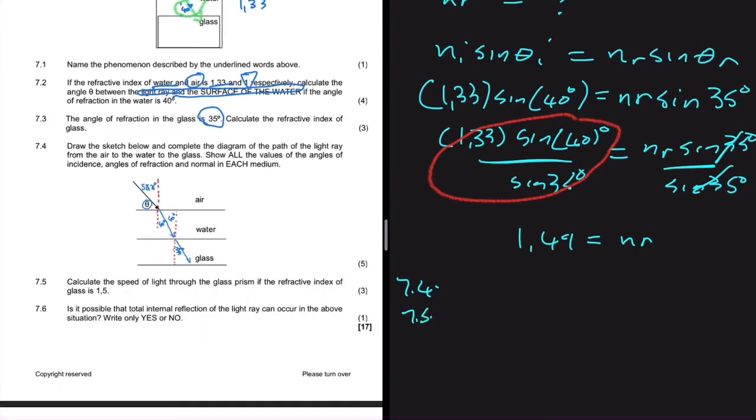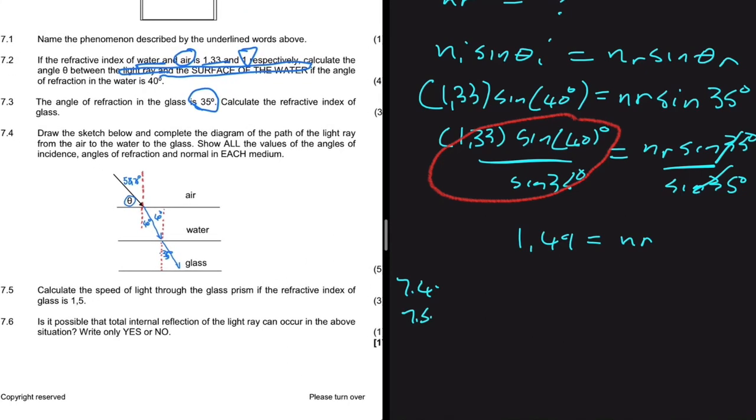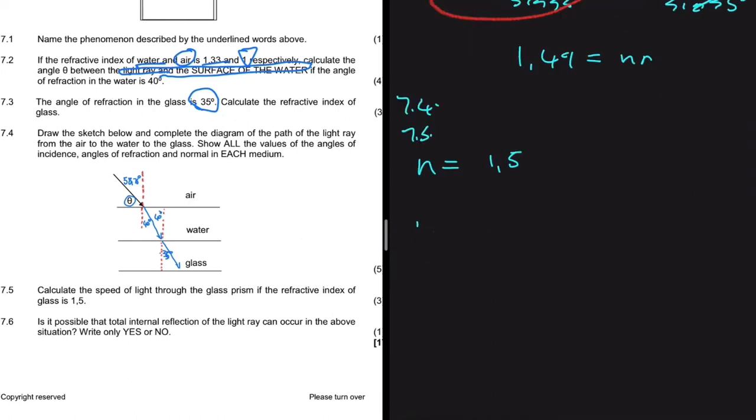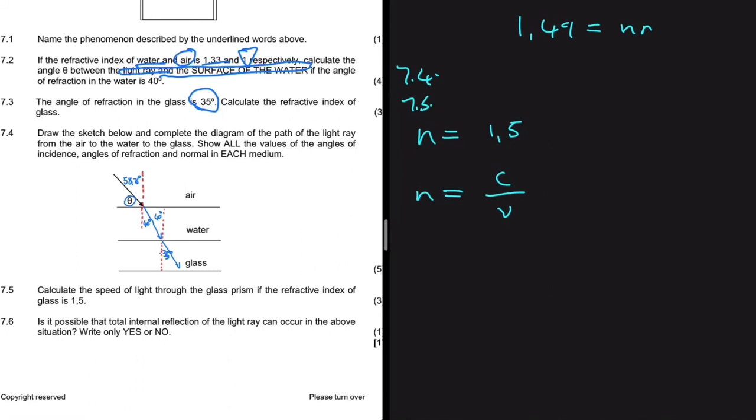7.5 is saying calculate the speed of light through the glass prism if the refractive index of glass is 1.5. We are given the refractive index of glass, it is said to be 1.5. But we know fully well that the refractive index is equal to the speed of light in vacuum divided by the speed of light in the medium of interest, right? Here we want the speed of light through the glass, right? So what is the refractive index? We know that that is 1.5. And then what is the speed of light in vacuum? 3 times 10 to the 8 meters per second, right?